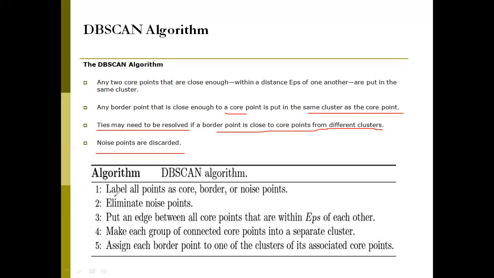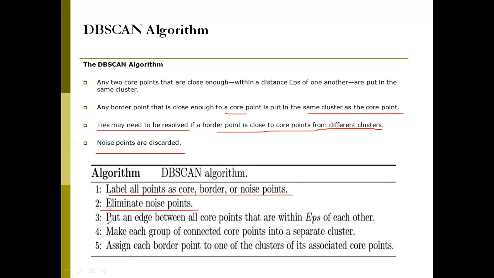The first step is to label all points as core, border, or noise points. Whatever data points you have within your space, identify which point is a core point, which point is a border point, and which point is a noise point. You need to identify all the points. Then eliminate noise points. We need to eliminate the noise points in step 2.